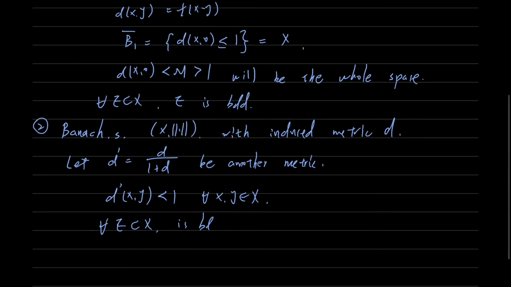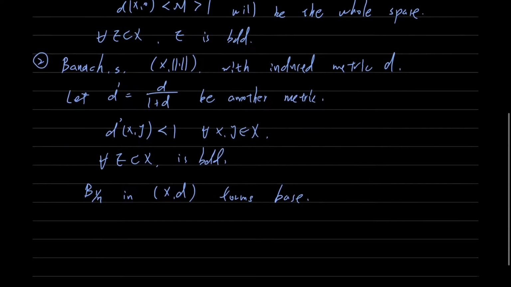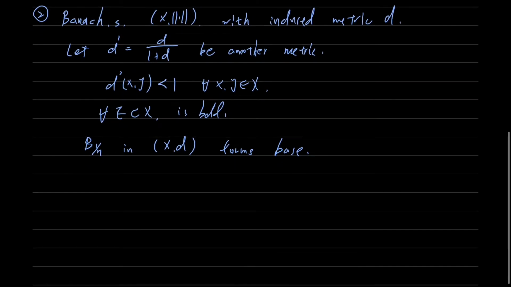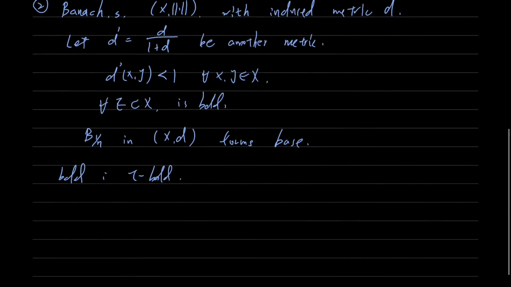So you have to be very careful about this. But still, the balls B1 over n in the metric space still form a local base. This does not change. So just to clarify, whenever we say something is bounded, we always mean it is bounded in the topology. So there's no confusion.